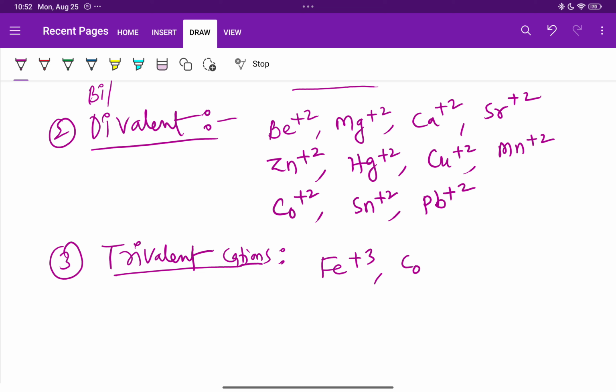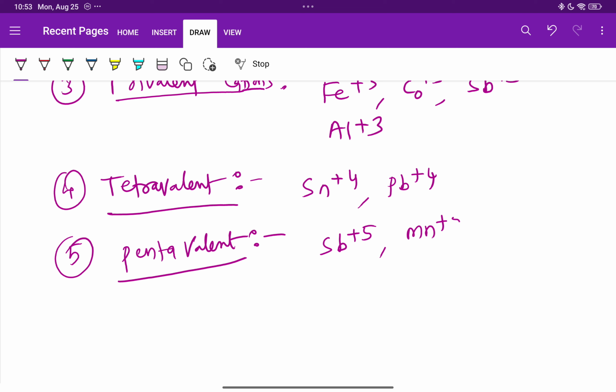And we have pentavalent also. Pentavalent cations: one is Sb+5, second one is Mn+5. These two are good examples for pentavalent. So these are the types of cations: monovalent, bivalent, trivalent, tetravalent, and as well as pentavalent.